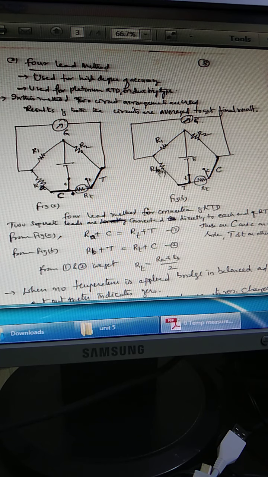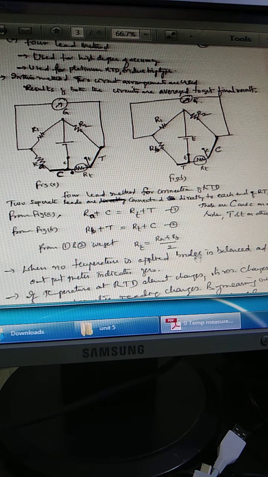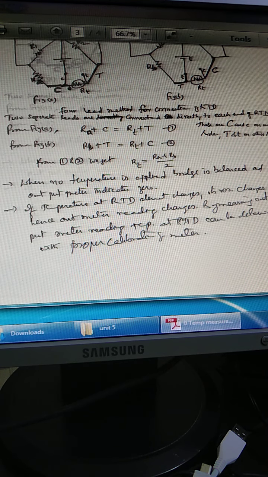So by measuring the RA value and RB value, these two circuit readings are necessary for getting accurate results. From only one circuit we can also get the reading, but if two circuits are used, we can take the average of the readings and get an accurate result of the RT value. So this is about the 4 lead method.